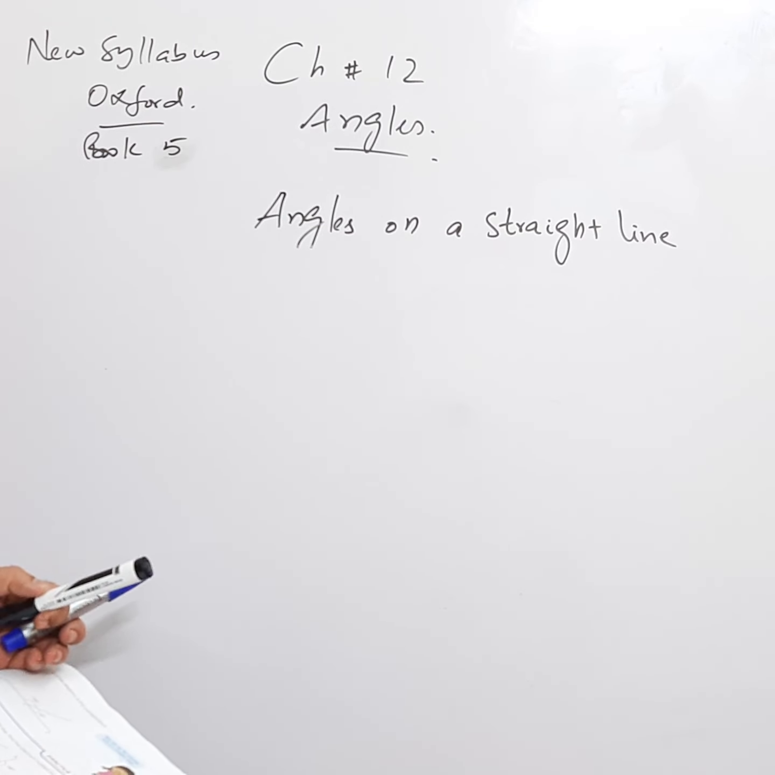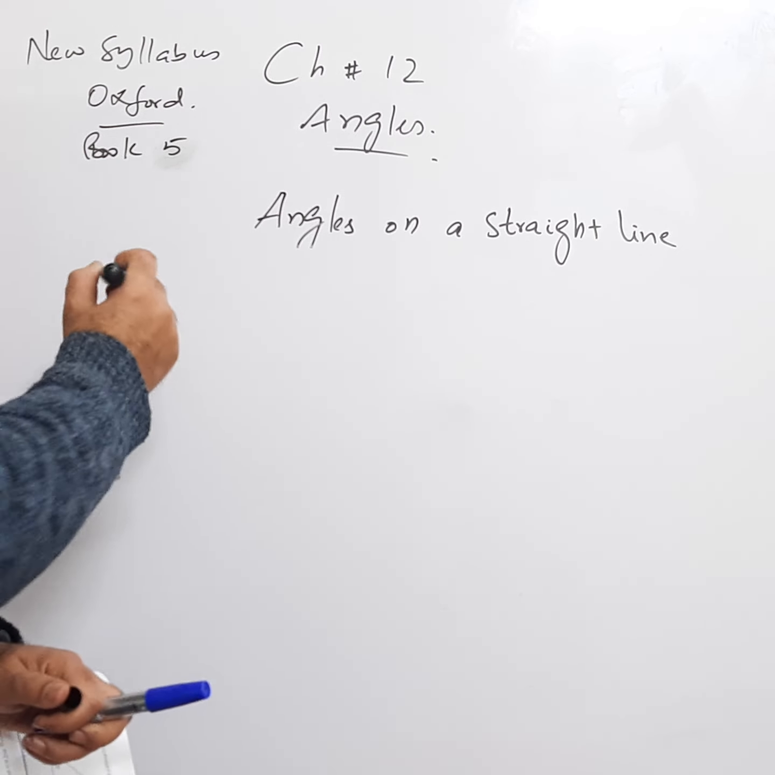Rahim. On page number 242, they have given some questions. They say in each of the following, XYZ is a straight line. In all the questions, there is a straight line XYZ. Find the unknown marked angles. Explain your answers. Part A.